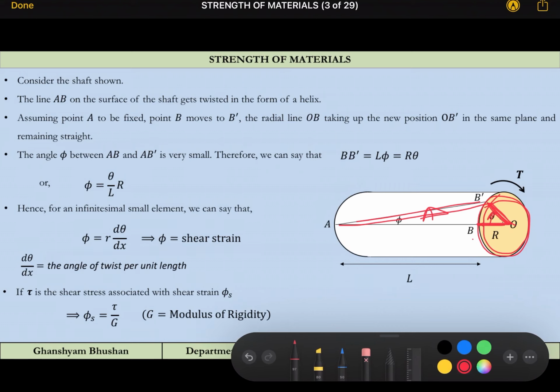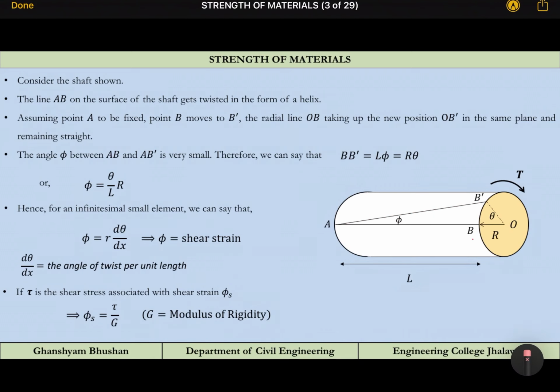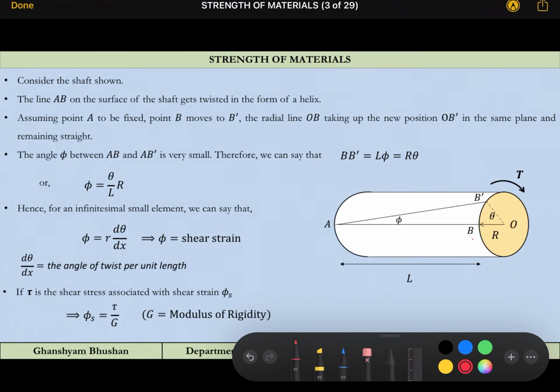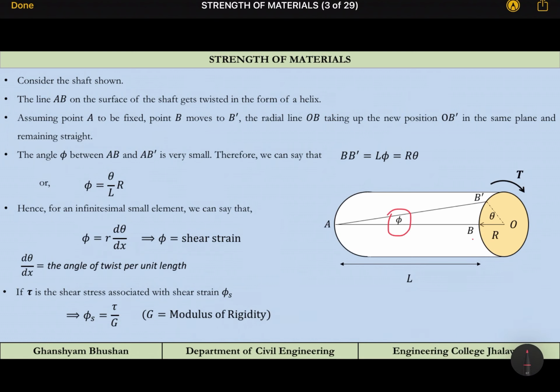Now, how can we relate these two things? So this is phi and this is theta. What is common here? This BB dash is an arc. So this arc length will be the same whether we consider OB and B dash, or A, B and B dash. That means BB dash will be the same from whichever side you choose.